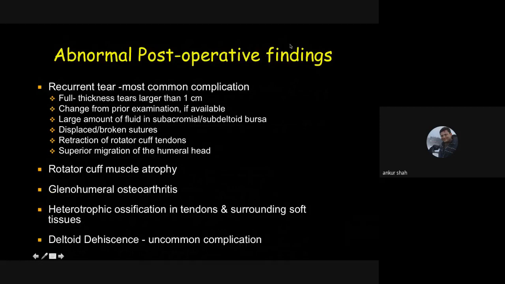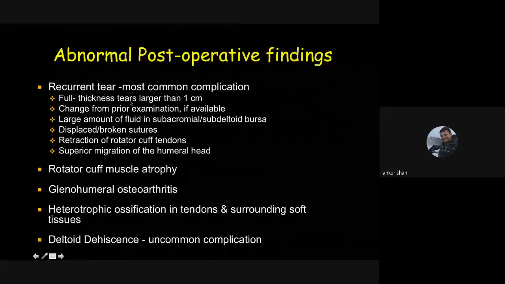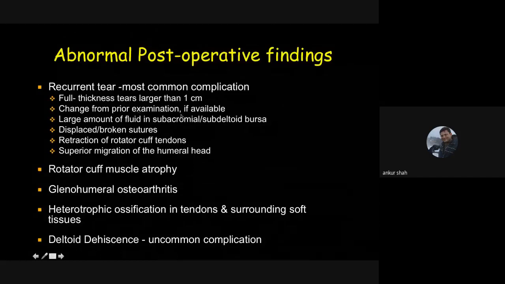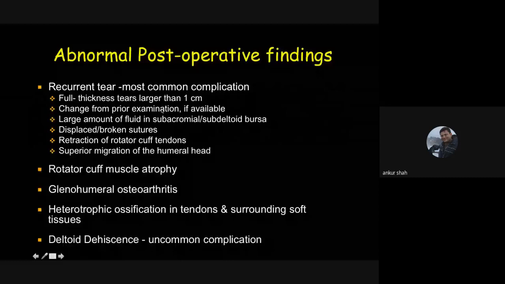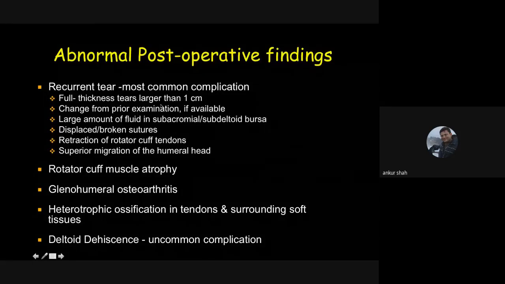What is abnormal in a post-op shoulder? When you see a full thickness defect which is more than 1 centimeter, or if you have some previous examination to compare with and you see that there is some change from the previous examination, for example, previously there was a defect which was very small which has increased now, then you can tell that this is a tear.